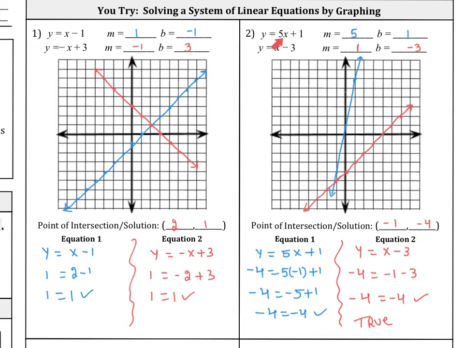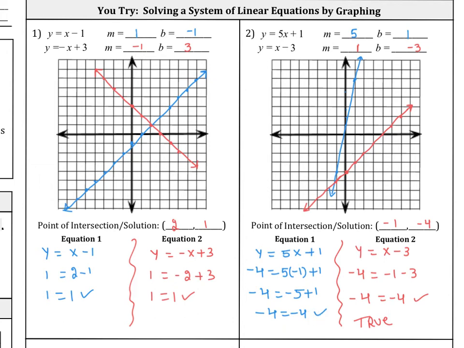You use the first equation to check if this coordinate is going to be a solution or not. You plug in x value as negative 1 and negative 4 for y value, and then solve to see if the two sides are equal or not. So here you get negative 5 plus 1, which is negative 4. So negative 4 and negative 4 are equal to each other, so this is true.